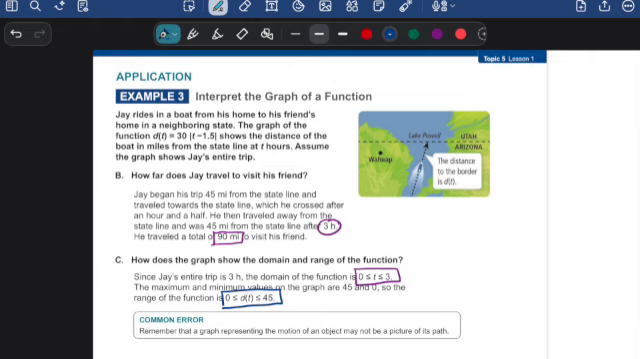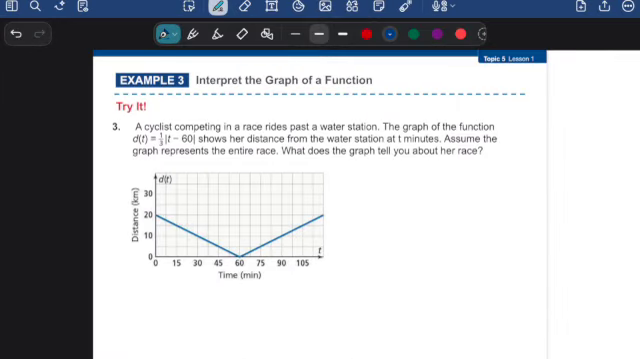So the maximum distance he is from the state line is 45 miles. He's 45 miles on one side of the state line and then 45 miles past the state line. So that's why our values are from 0 to 45. The total distance traveled is 90, but he goes 45 miles to the border and then 45 miles past 0, if you will. So remember, the graph is not, he didn't travel in a V, that was distance to the border. Try it. Number 3, a cyclist is competing in a race and rides past a water station.